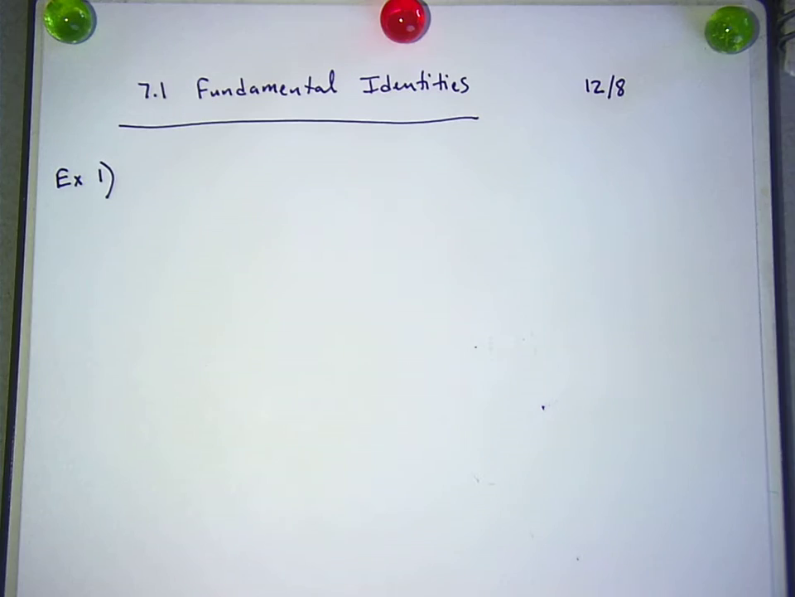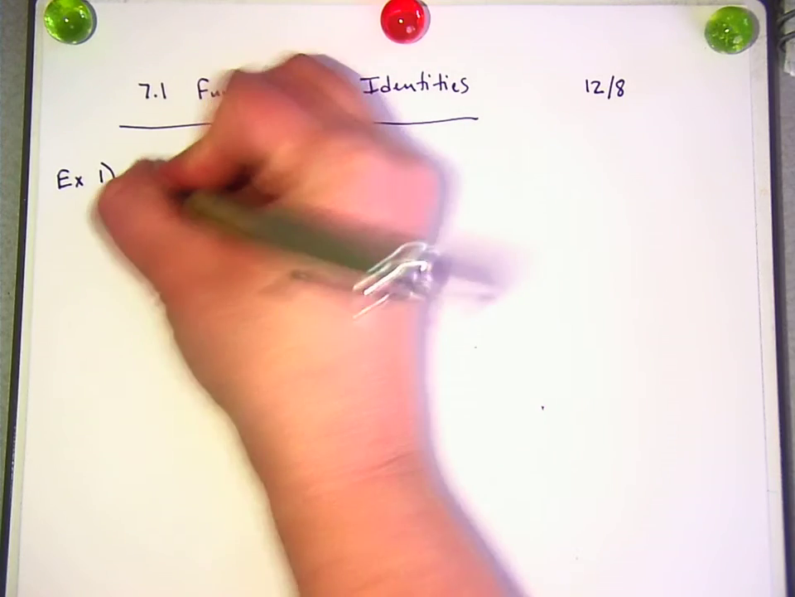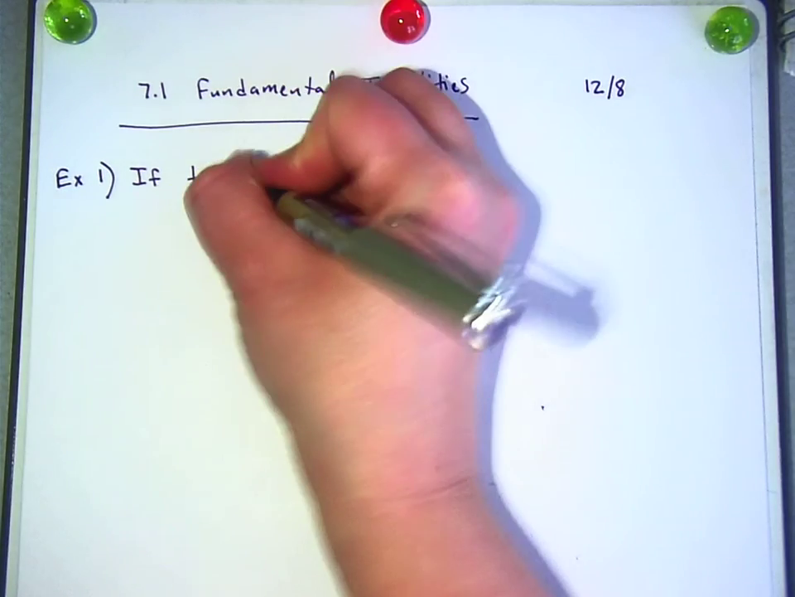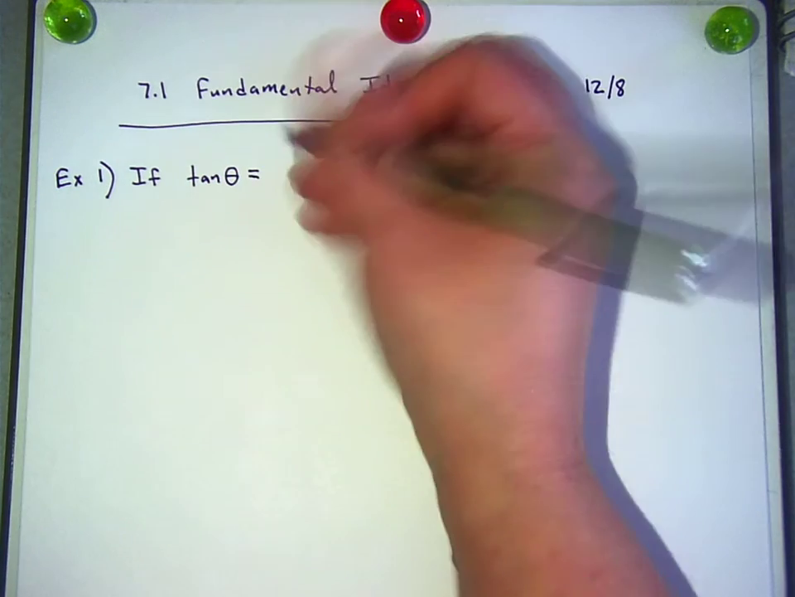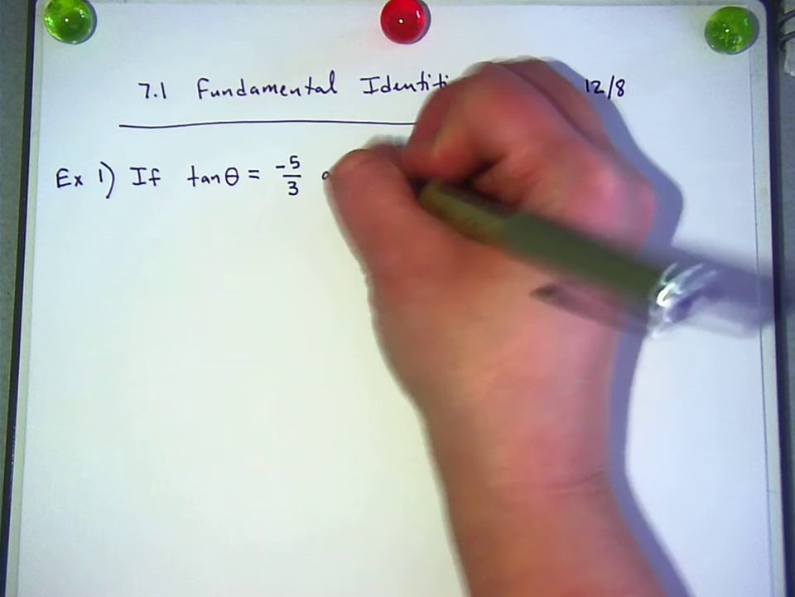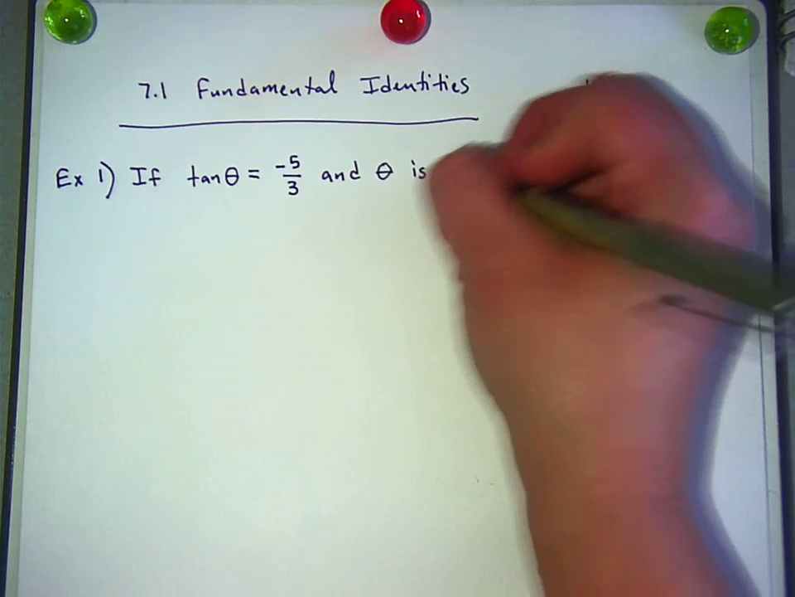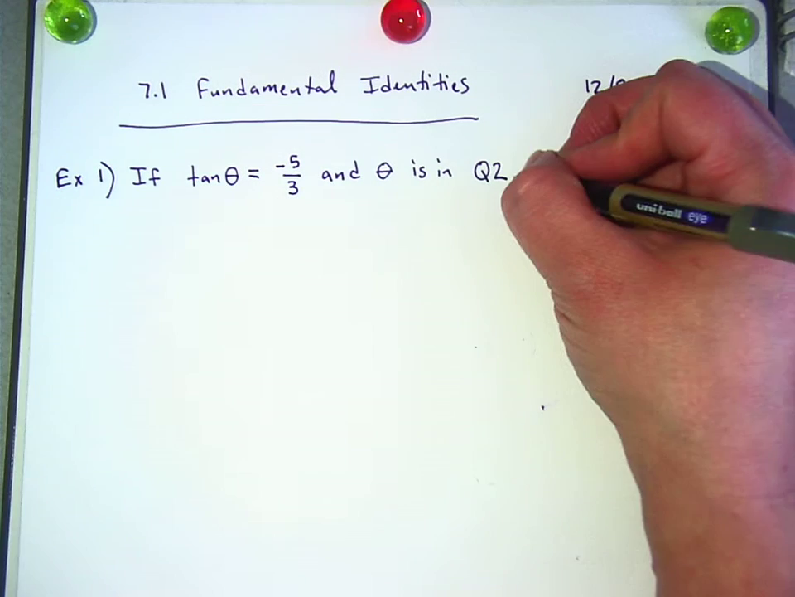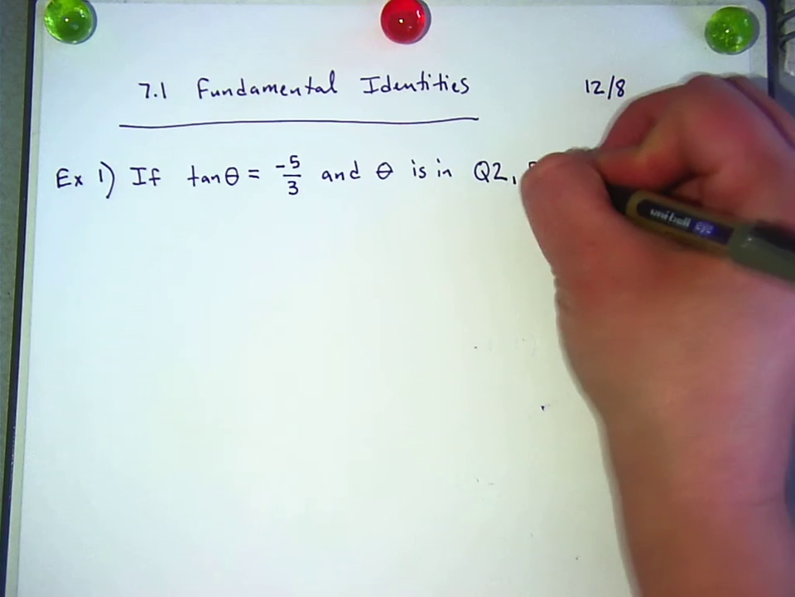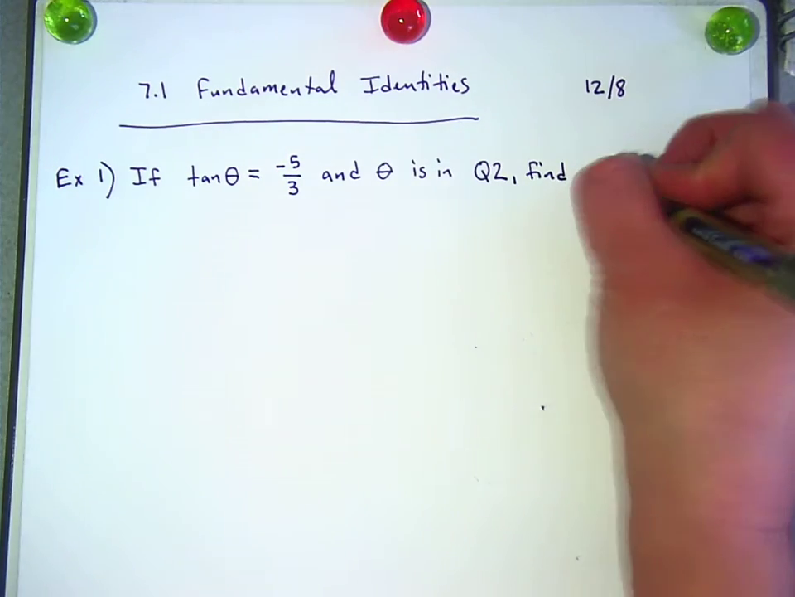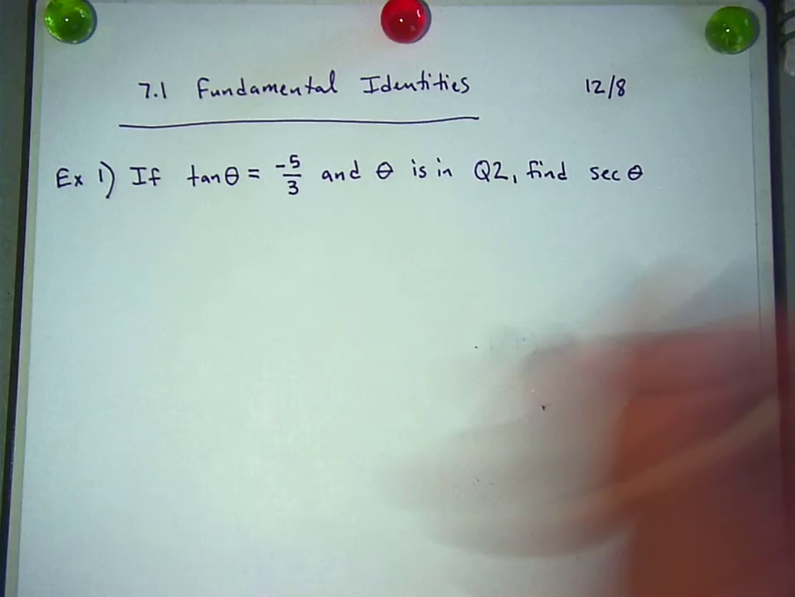Okay. So, if tangent of theta equals negative 5/3 and theta is in quadrant 2, find secant of theta.